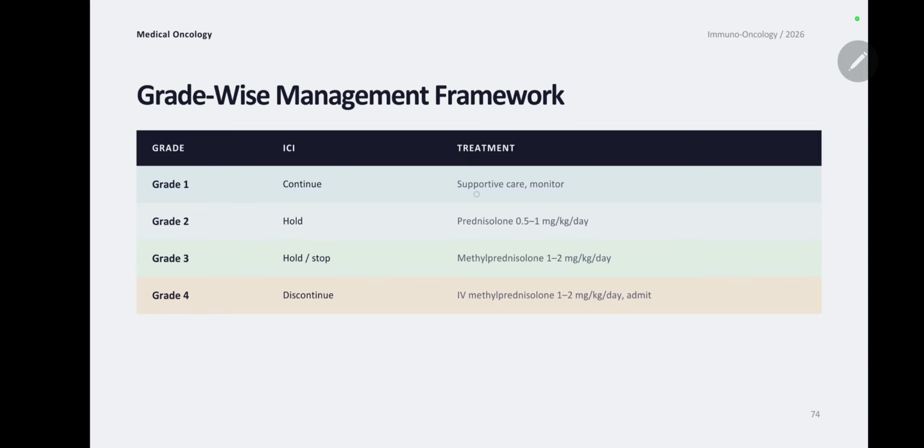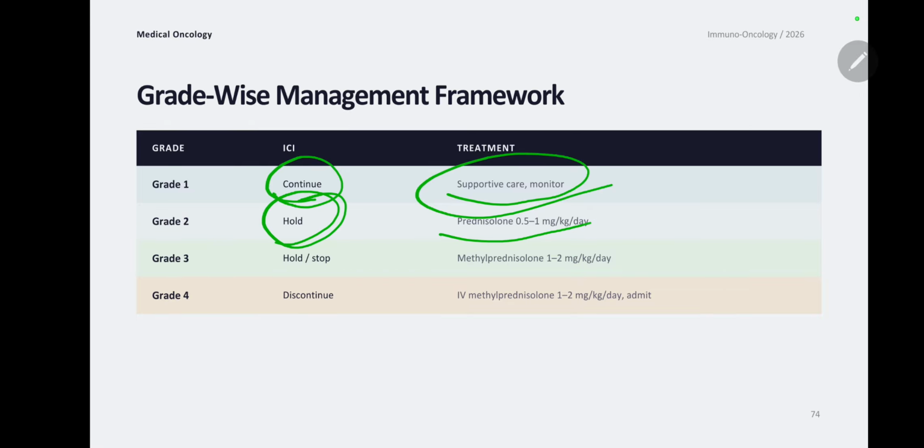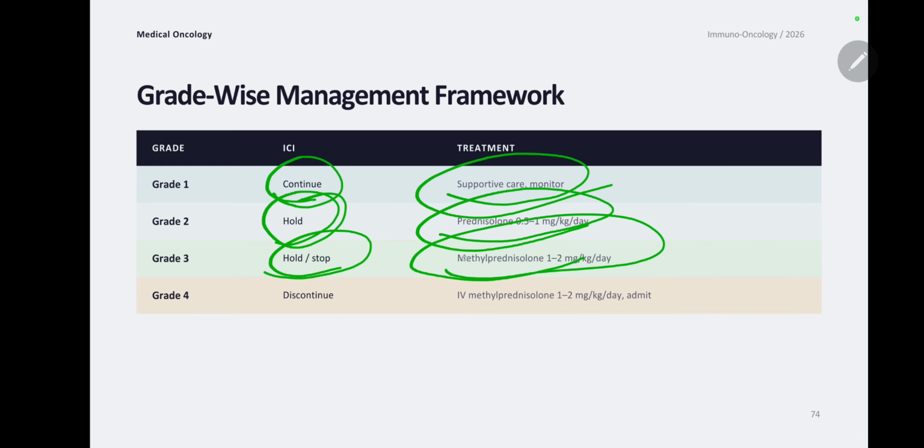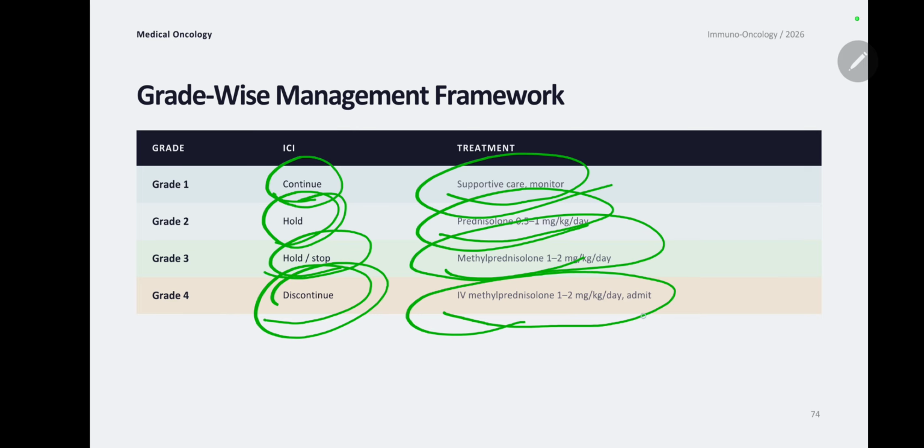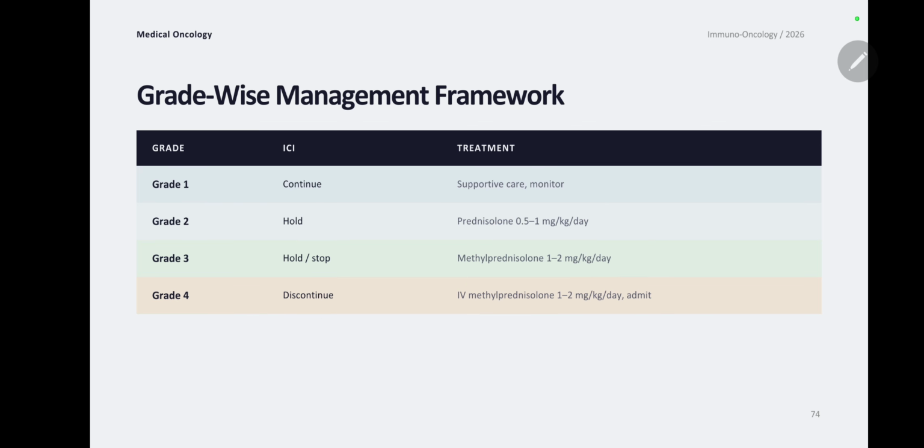Okay, so grade-wise management: if grade 1, continue immune therapy, only supportive care and monitoring. Grade 2, hold the therapy and start prednisolone. Grade 3, hold or stop, and methylprednisolone is to be started. Grade 4 is always discontinuation, start methylprednisolone and admit. One important thing: if the patient has pneumonitis or cardiotoxicity, grade 3 and 4, always discontinue the therapy. Otherwise, for all other toxicities we follow this rule.